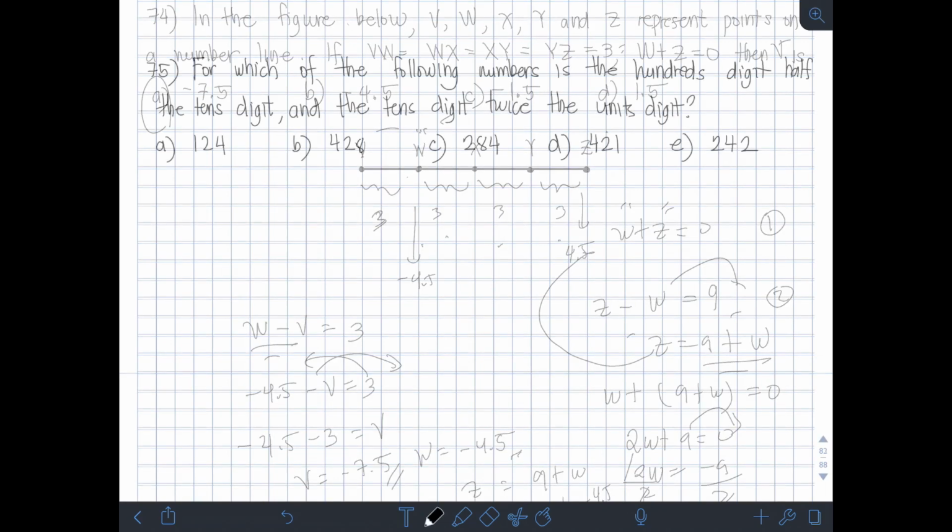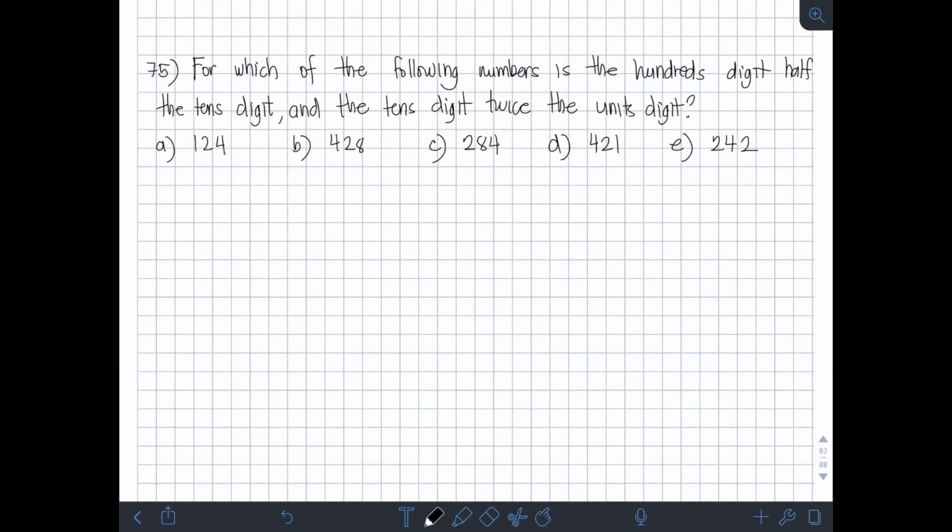Okay, letter A. Next, we have, for which of the following numbers is the hundredths digit half the tens digit, and the tens digit twice the units digit? So, we can check each choice. So, let's say this E, 242. If we verify that all the digits in choice C, 242, satisfy the given conditions, then that's the answer. So, in 242, the hundredths digit is 2, the tens digit is 4, the ones digit is 2.